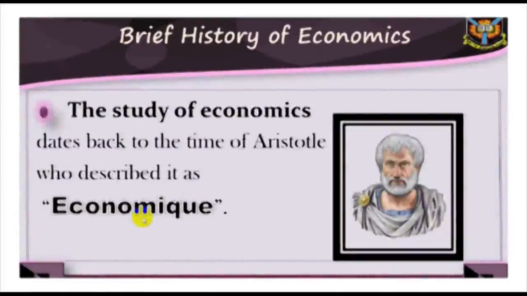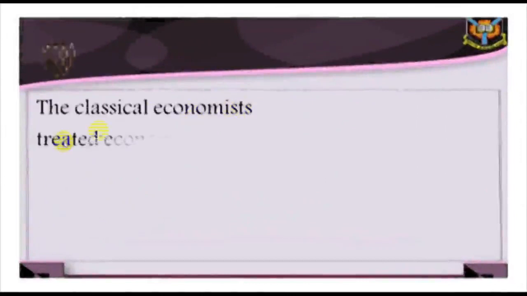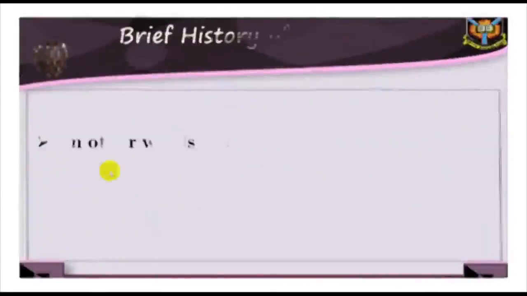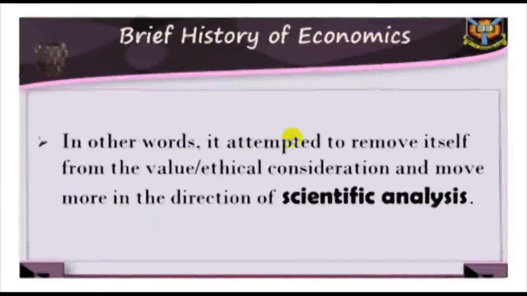The study of economics dates back to the time of Aristotle, who described it as economikoi. The classical economists treated economics as a political economic subject. However, from the time of Alfred Marshall, economics assumed the specified form for which it is known today. In other words, it attempted to remove itself from the value ethical consideration and move more in the direction of scientific analysis.